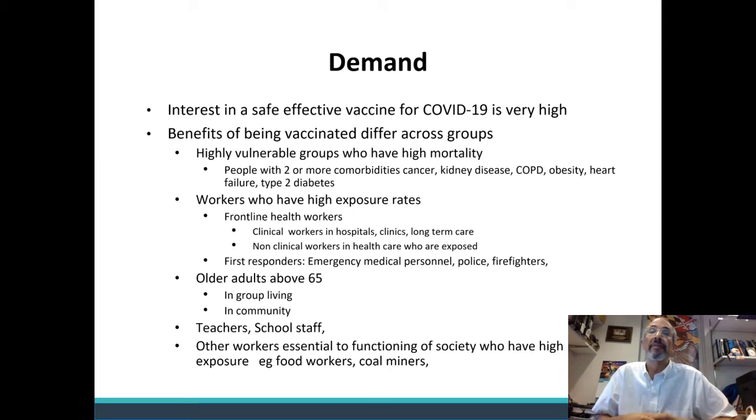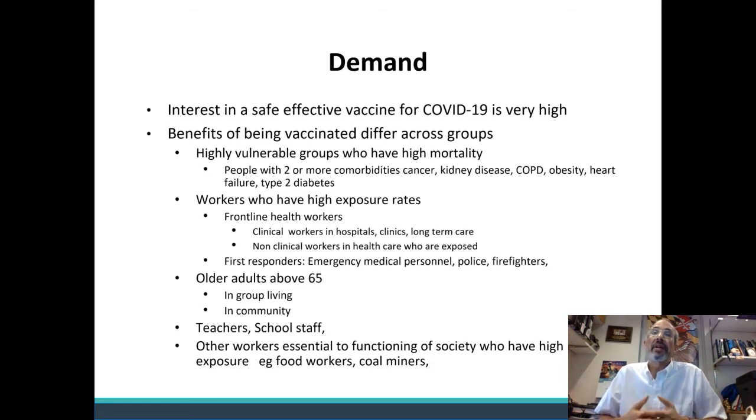So we know that frontline health workers have high rates of exposure to people with the SARS-CoV-2 virus, and clinical workers in hospitals, clinics, and long-term care facilities, as well as everybody else around them, the non-clinical workers, those who offer janitor services and food supplies and assistants and clerks. If they're in the airspace of a COVID-19 patient, they're also getting highly exposed. And we do our best with personal protective devices, but the exposures are still there.